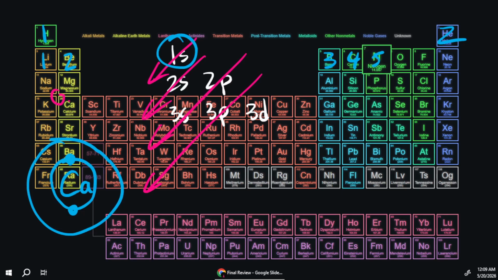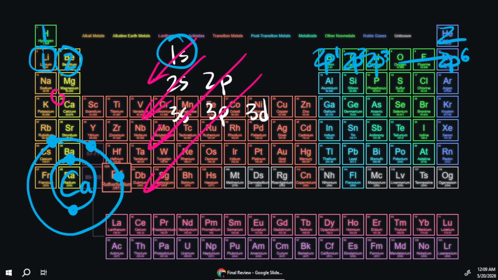1, 2. And then for energy level 2, I have 1, 2, 3, 4, 5, 6, 7, 8. So actually, it's better if I put this as 1s1, 1s2, 2s1, 2s2. This one will be 2p1, 2p2, 2p3, all the way to 2p6. Okay, so total on my second ring or energy level, I should have 8 dots. So 1, 2, 3, 4, 5, 6, 7, 8.